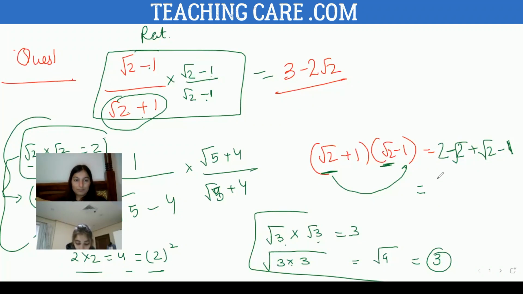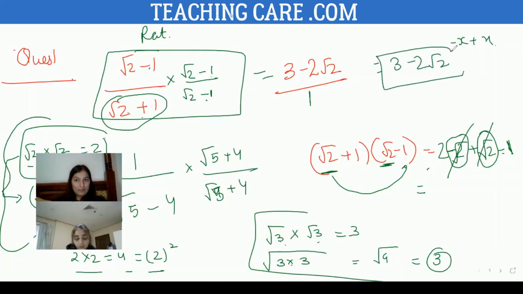2 minus 1. Wait. Square root of 2 plus square root of 2 is... 2. Yes, so it's just 2 minus 1, which is 1. This is your answer, the final answer. Okay, because something upon 1 is the same number that we have in the numerator. Correct?